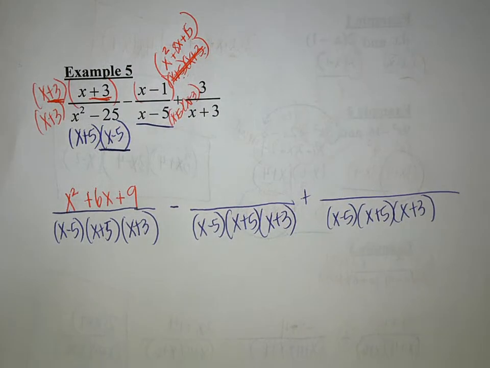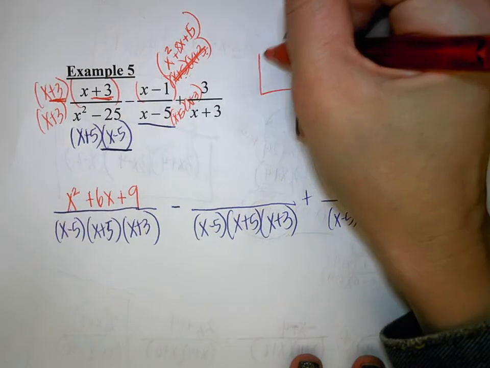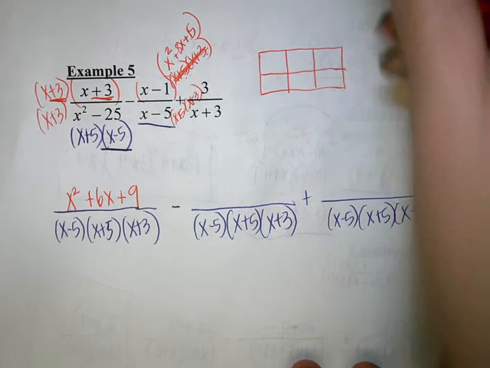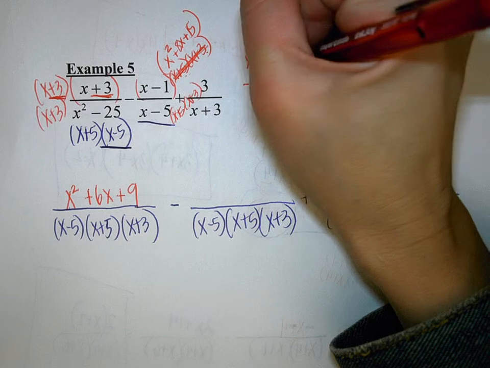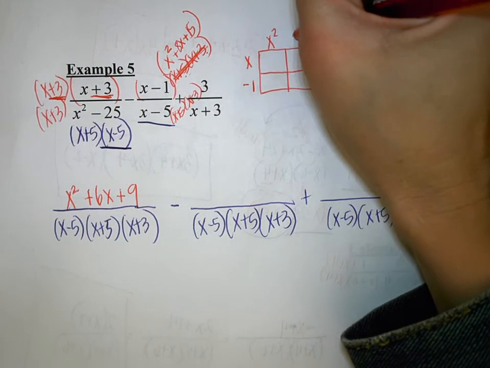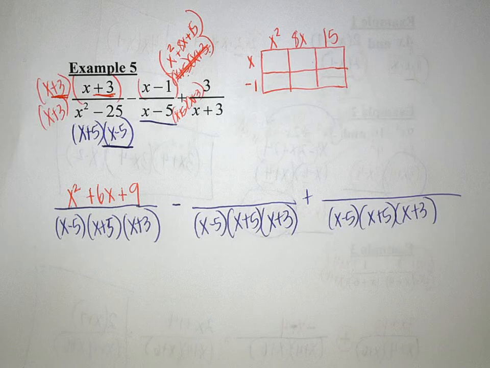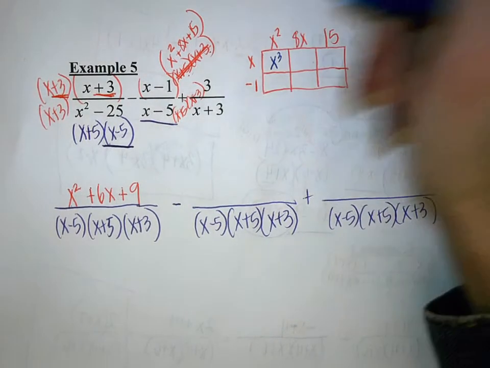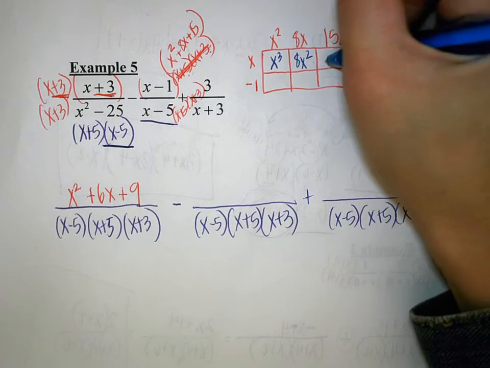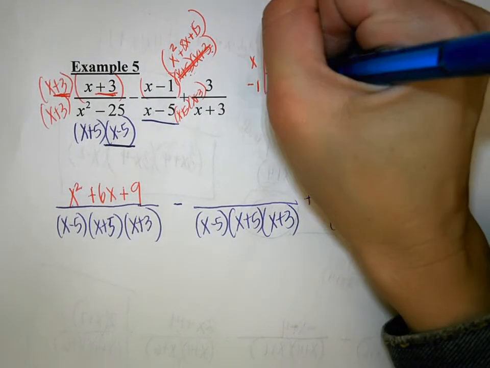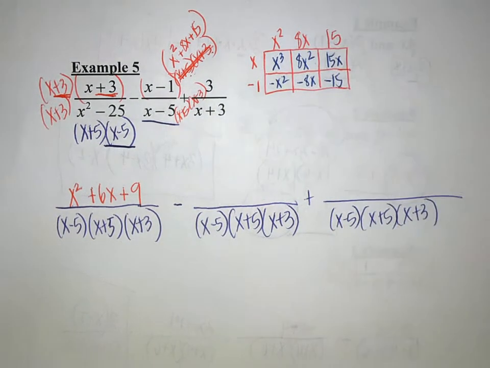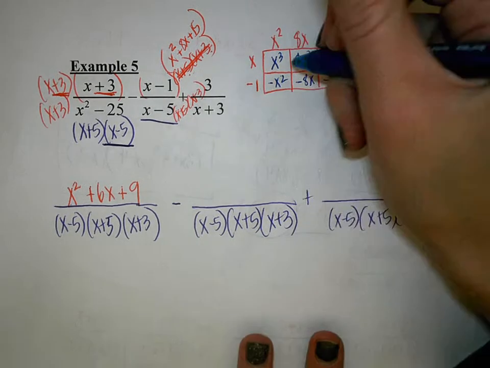So I would use a box for this or your FOIL method. If you use a box, it's going to be 3 by 2. And we have x and negative 1 and x squared, 8x, and 15. When I multiply through by that, we get x to the third, 8x squared, 15x, negative x squared, negative 8x, and negative 15. We have our like terms in the diagonals.